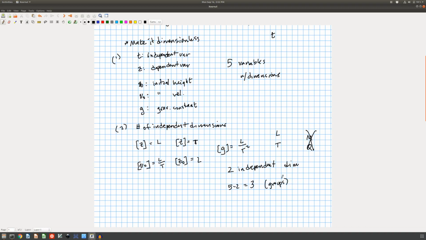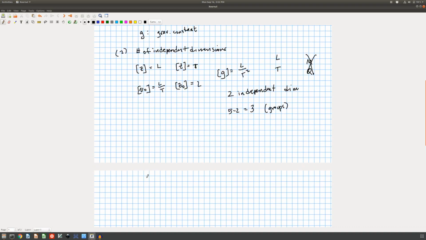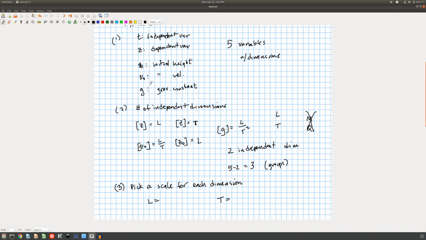So let's go back. Now I need to use my parameters and constants to pick a scale for each dimension. Number 3 is pick a scale for each dimension. For instance, I need a length scale and a time scale, because length and time are my 2 independent dimensions. So I just pick one of these, or a combination of these, to be my length scale.